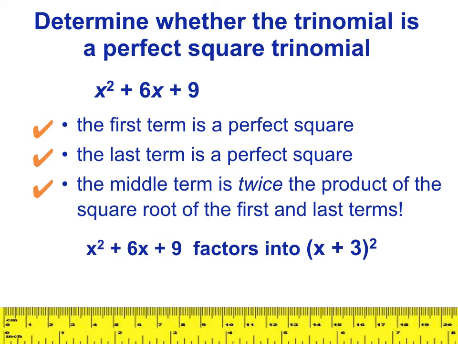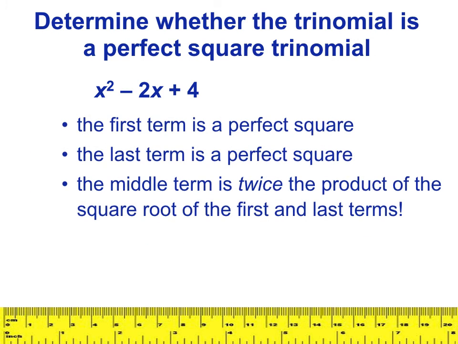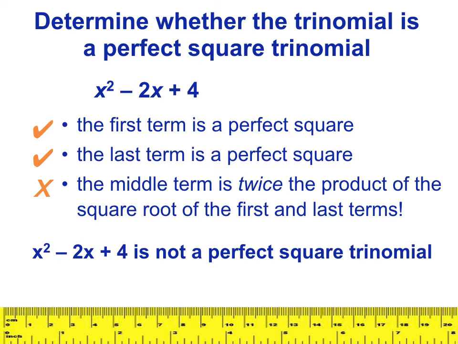Now, we don't always have to have plus signs. There can be perfect square trinomials with a minus sign before the middle term. Let's test if this is a perfect square trinomial. The first and the last term are perfect squares. Now take the square root of the first term, you get x. The square root of the last term is 2. Multiply those together, you get 2x. Double that, you get 4x. So no, the middle term is not twice the product. Therefore, this is not a perfect square trinomial. It will not factor into a binomial squared.